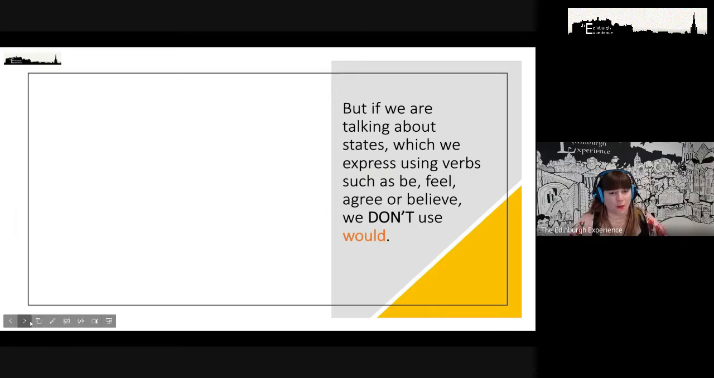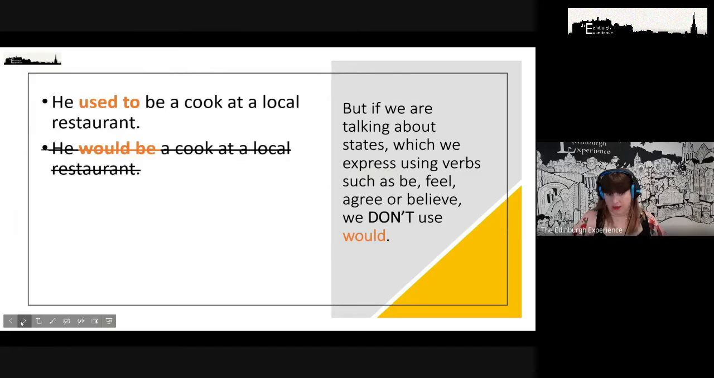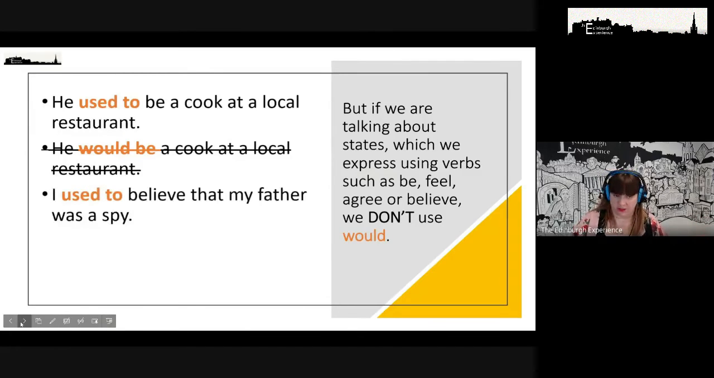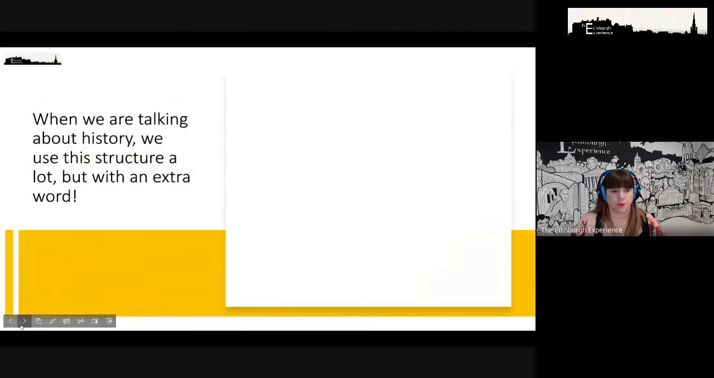If we're talking, however, about states, yeah, when we use these kind of state verbs like feel or be or agree, believe, need, know, all of those ones, then I don't use would, okay? So I could say he used to be a cook, but not he would be a cook, okay? And I could say I used to believe that my father was a spy, but not I would believe that my father was a spy. In those examples, I can't use it.